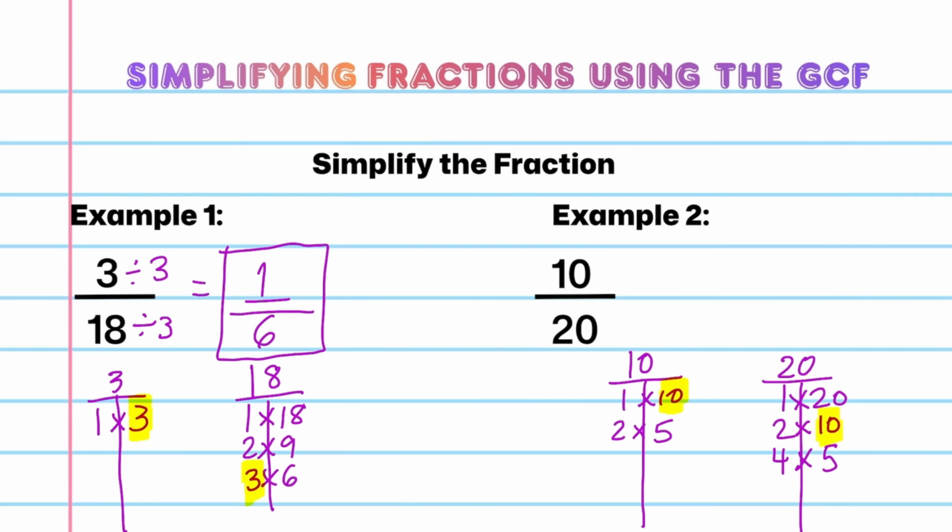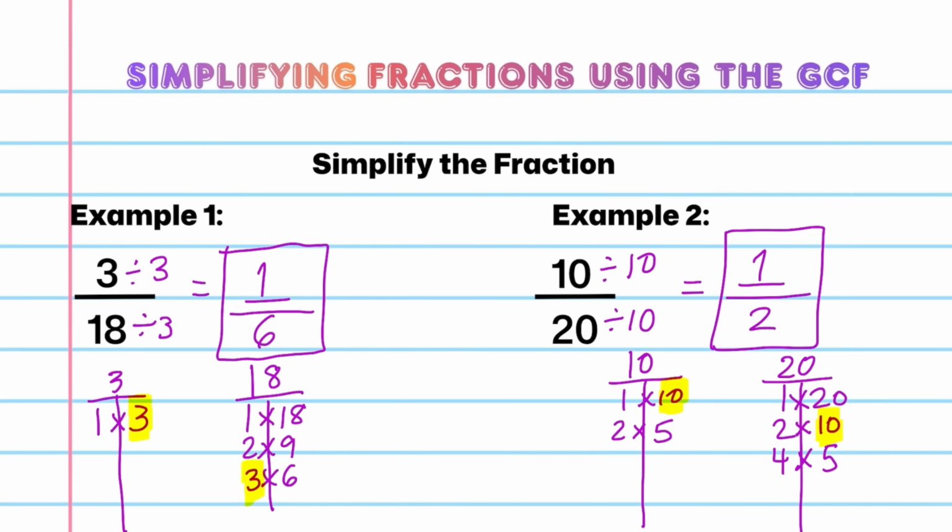I want to caution you because sometimes you'll think, okay, 5 is the GCF, but that is not the greatest factor they have in common. 5 is a factor they have in common, but 10 is the greatest common factor. So I'm going to divide my numerator by 10 and denominator by 10. 10 divided by 10 is 1. 20 divided by 10 is 2. So 10 over 20 simplifies to 1 over 2, or 1/2.